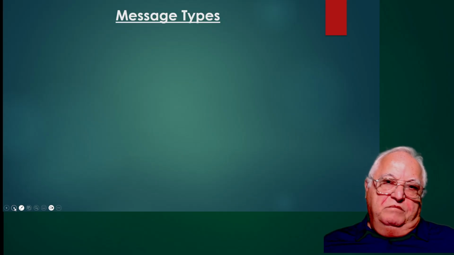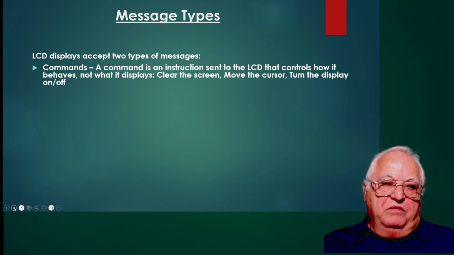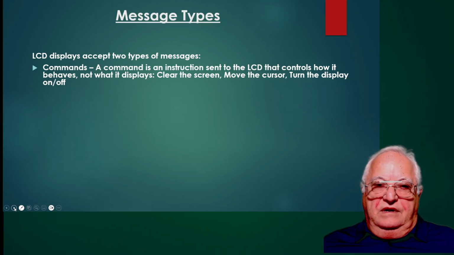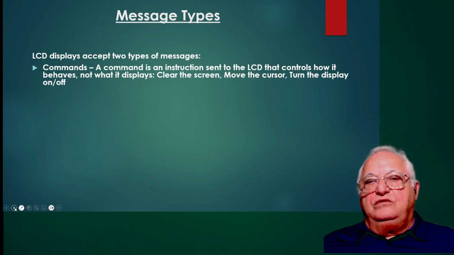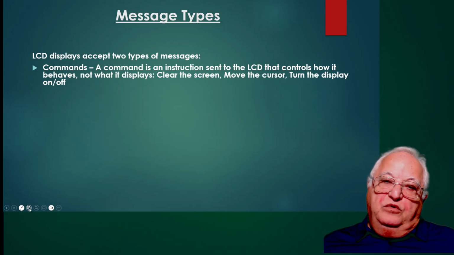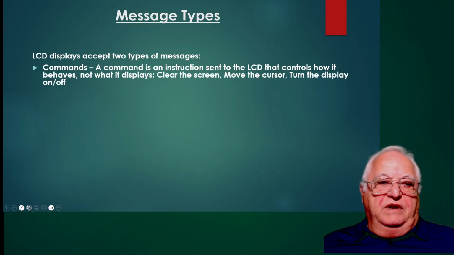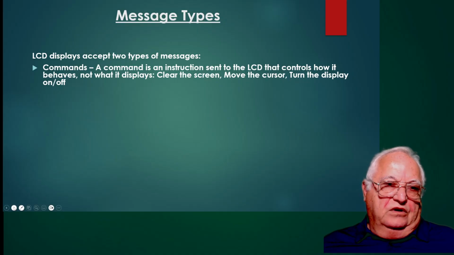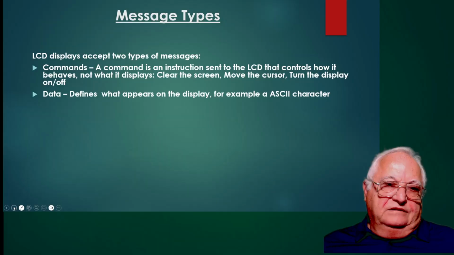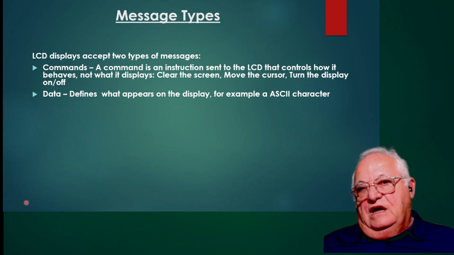Now let's look at the message types. So we have actually two types of messages. The first type of message is a command. A command is an instruction sent to the LCD that controls how it behaves, not what it displays. For example, clear the screen, move the cursor, turn the display on and off. On the other hand, data defines what appears in the display, for example, the ASCII code.